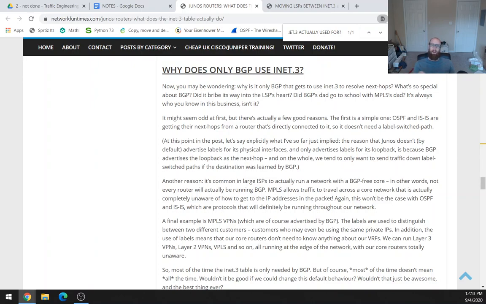It might seem odd at first, but there's actually a few good reasons. The first is a simple one. OSPF and ISIS are getting their next hops from a router that's directly connected to it, so it doesn't need a label switch path.